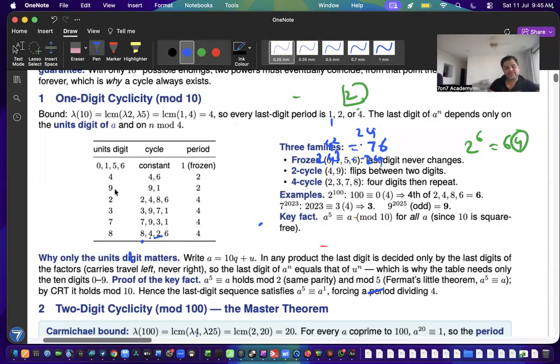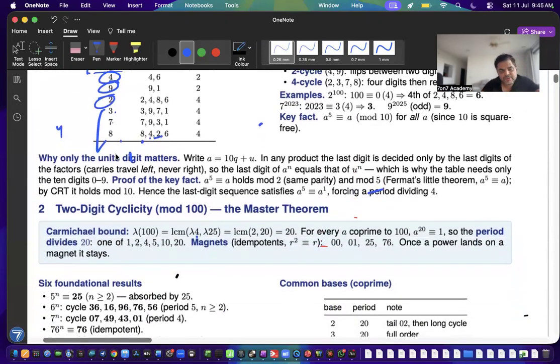Just remember that 0, 1, 5, 6 have cyclicity 1, then 4 and 9 have cyclicity 2, 2, 3, 7, 8 have cyclicity 4. So you don't have to think much, you can directly get answers.